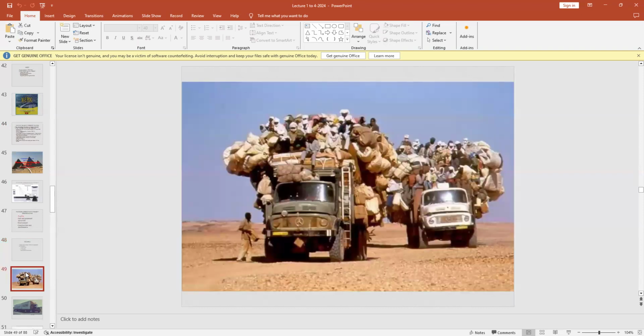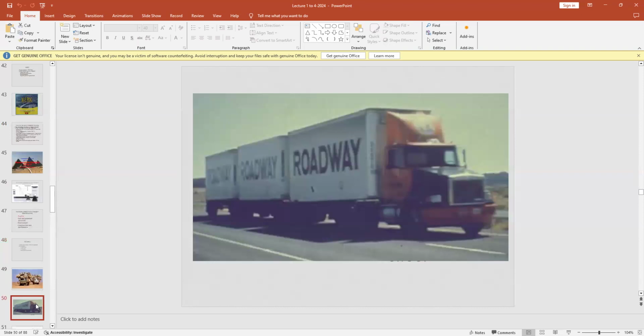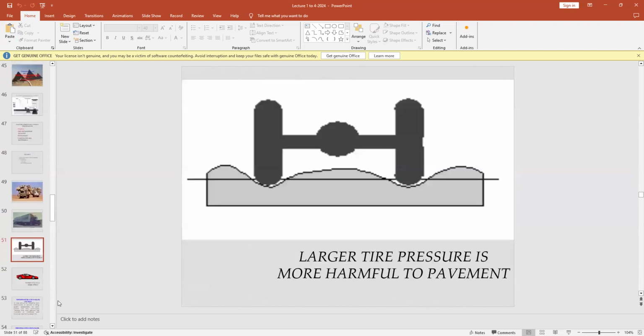High temperature and high traffic together will cause a pavement to fail earlier. So this is what the loading is all about. And this is the type of traffic: multi-wheelers traffic.